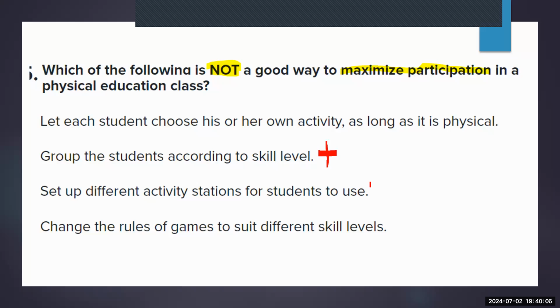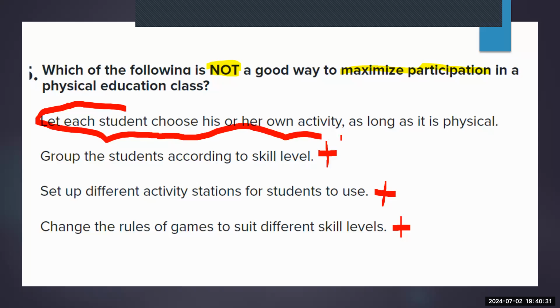All right. Set up different activity stations for students to use. Also a good way to maximize. Yeah, that way they have some more choice. Change the rules of games to suit different skill levels. Also another good way. Okay. So we know the one that's going to be the worst is just letting each student choose his or her own activity.